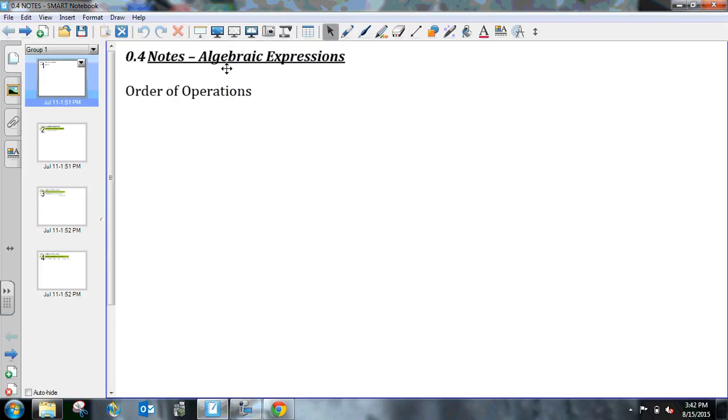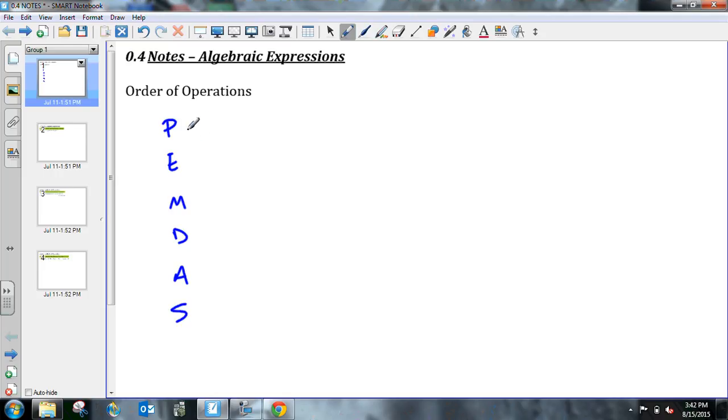Okay, the following is a video over 0.4 notes, and these are algebraic expressions. I will be evaluating expressions. So the first thing we've got to remember is the order of operations, and we call this PEMDAS. So P, E, M, D, A, and S.